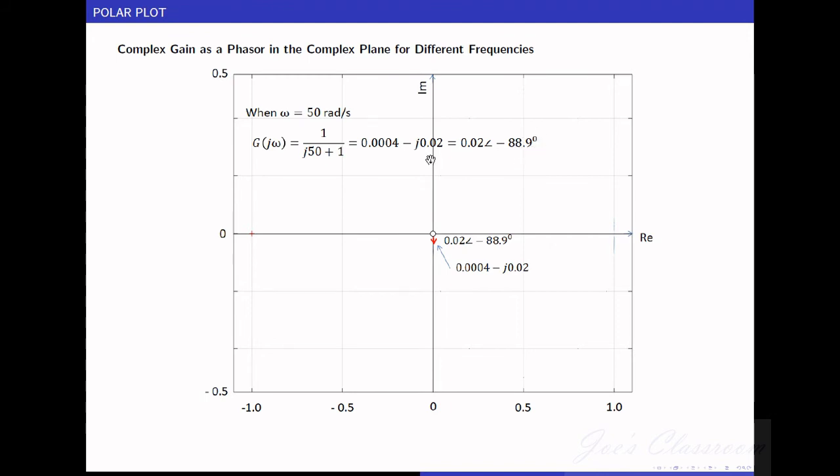88.9 degree. So I increase the frequency to 1000 radians per second. The magnitude is 0.001, whereas the angle is minus 89, almost 90 degrees. It is a very, very small phasor. Okay. So see how the phasors moved from the real axis to the origin when I increase the frequency from 0 to 1000 radians per second.